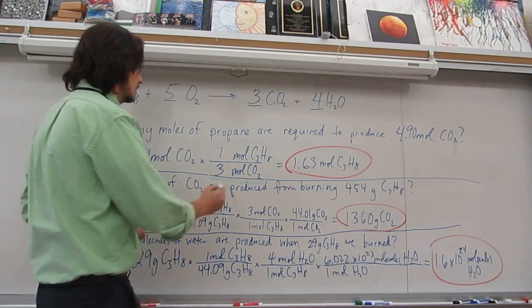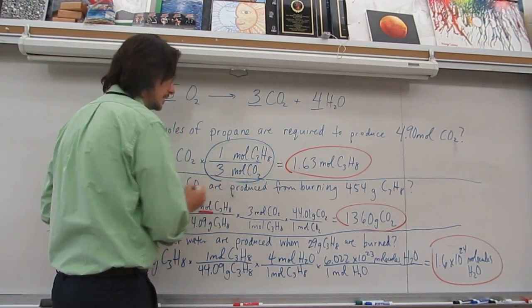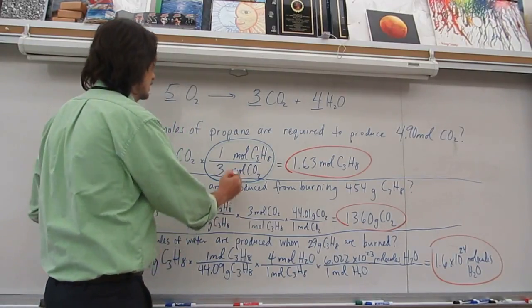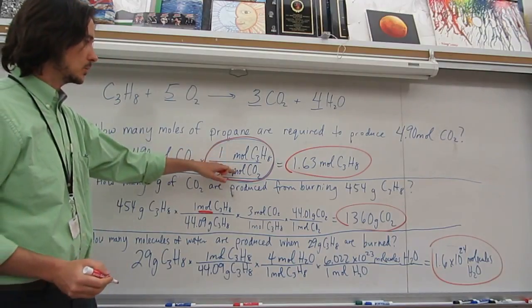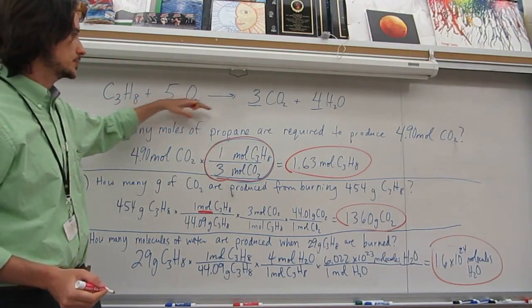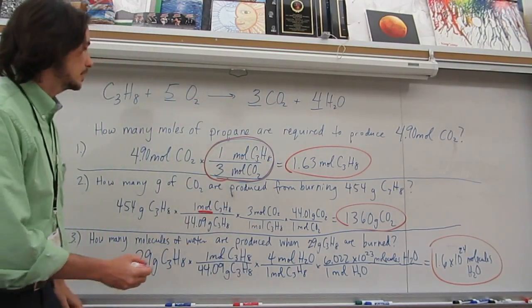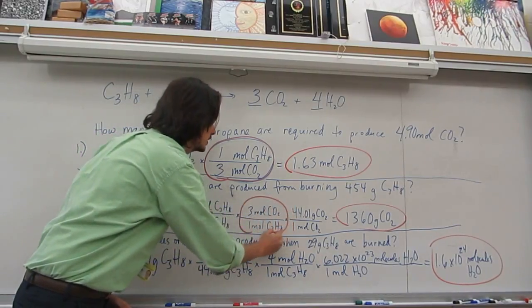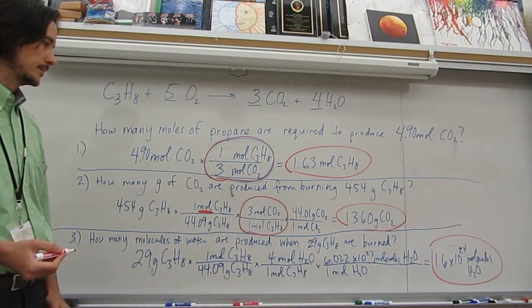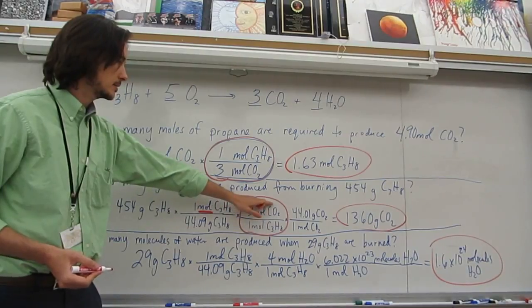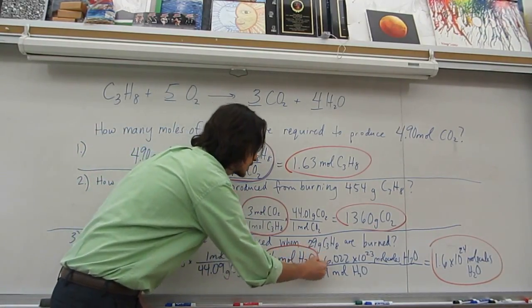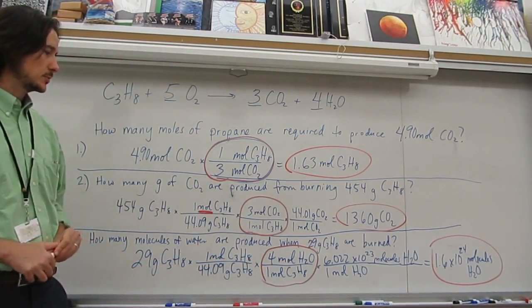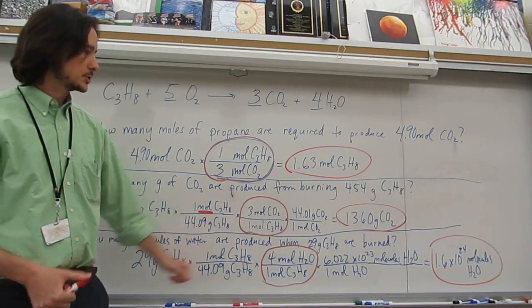Let's go blue. That's the stoichiometry step. Right? We've got a mole conversion from the coefficients in the equation. This is your stoichiometry step. The rest is just converting. Right? This is mole of one reactant to a mole of product, and then this is your stoichiometry step for the last one. So the other ones are just conversions.